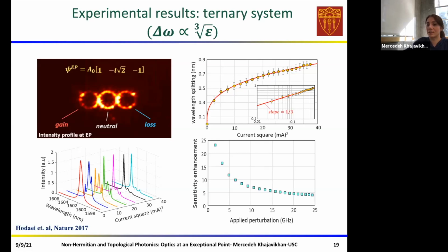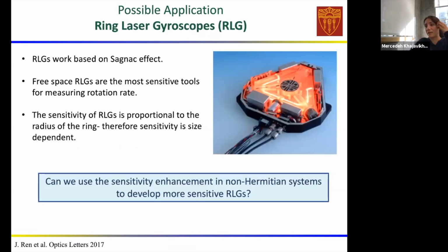Also, you can look at what we get for the enhanced sensitivity. At some point, it reaches 23 or something like that. So with that, the next question that we asked ourselves was how we can actually use this enhanced sensitivity for making new devices.